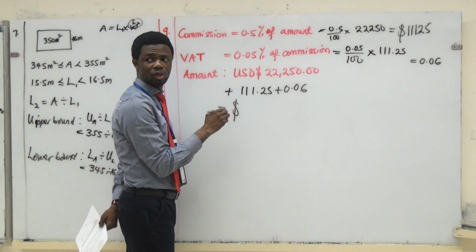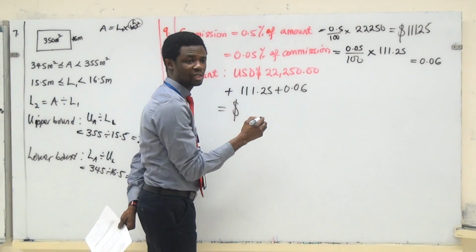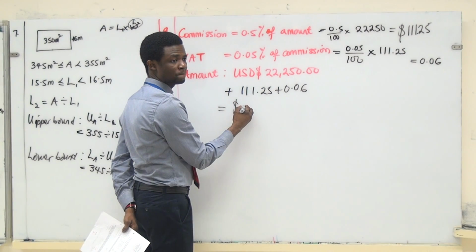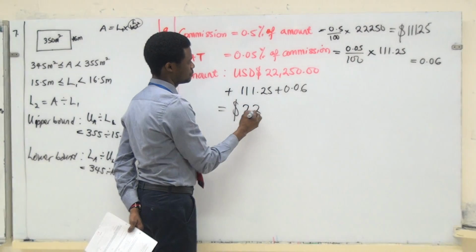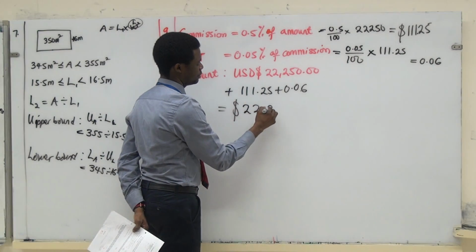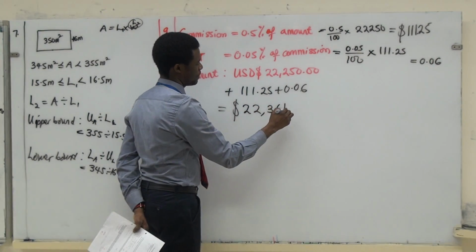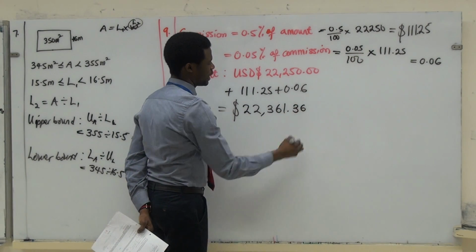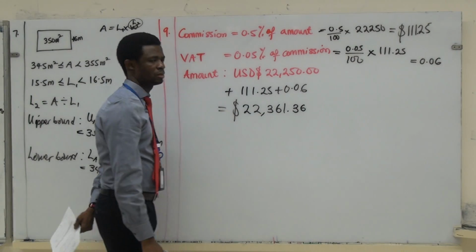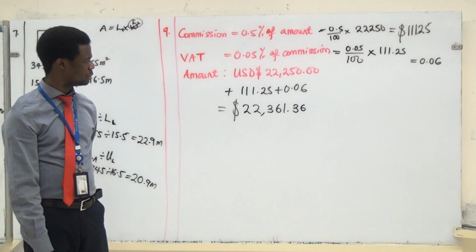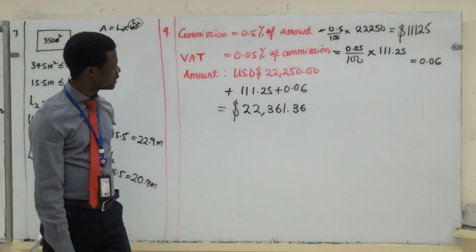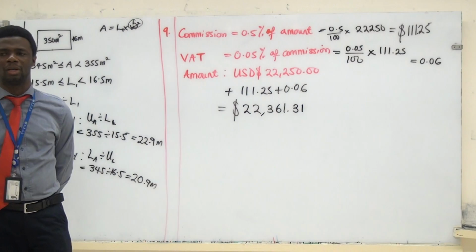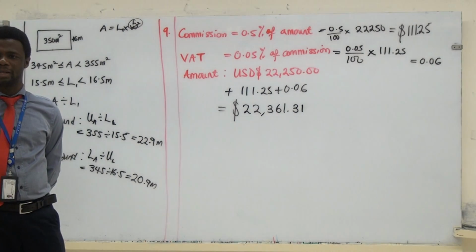Can you say it one by one? This is not a competition. You don't have to be fast. Yes, anyone? 22,361. I believe she meant 22,361.31. Because it's 0.25. Yeah. So this is the amount. So that is the amount I need.